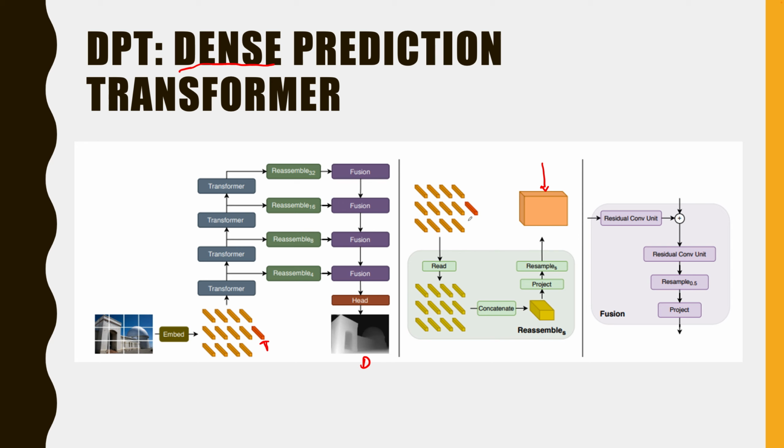And then you have fusion, which is here. You take from the previous step and the current step, you concatenate them, you do a residual convolution, resample, and project. So basically what you're doing here is reshaping them and adding them until you get here, and here there's a head, which is a task-specific part of the network. So you can do this generically and apply it to every dense prediction problem you have. And then here you have the task-specific head.